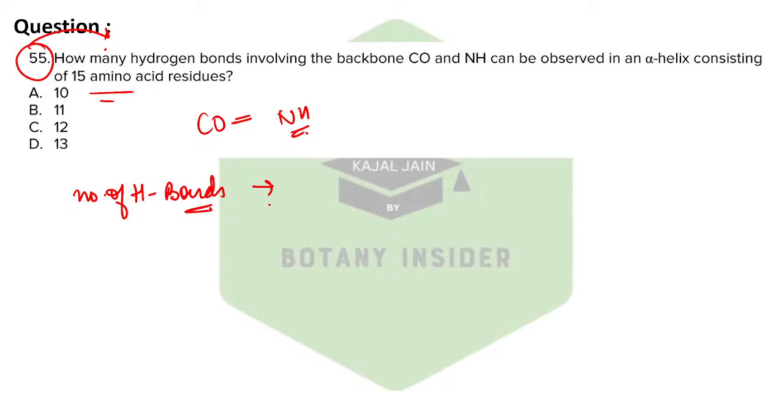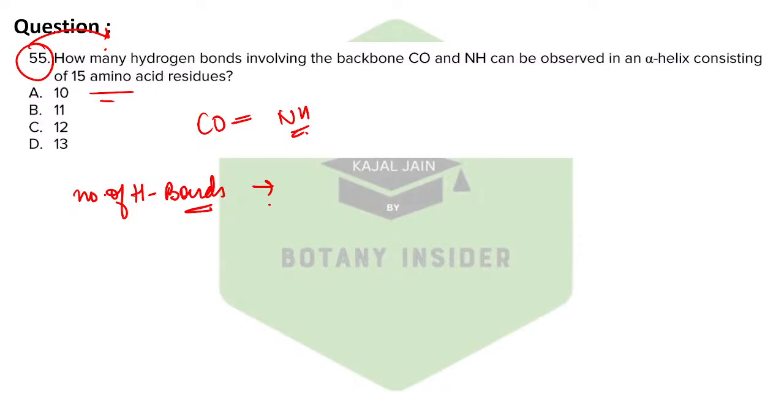How many hydrogen bonds involving the backbone of CO and NH can be observed in an alpha helix consisting of 15 amino acid residues? The options are 10, 11, 12, and 13.